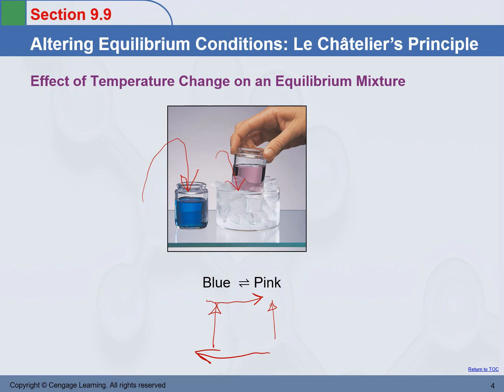If you add something to us, we're going to consume the added stuff. Right now, you place the jar into the ice bath, you are taking energy away. We know the system will shift towards the direction that will produce energy. Does that make sense to you? Well, clearly when you place it into the ice bath, it becomes pink. That tells you that in that direction, energy will be produced.